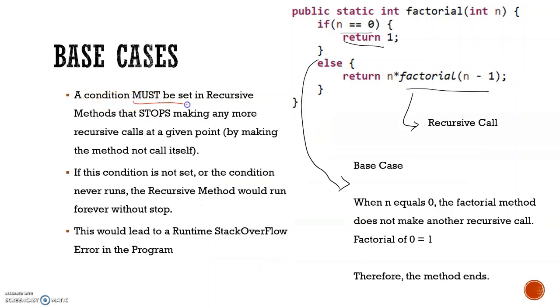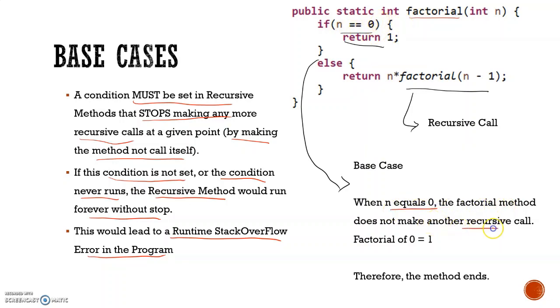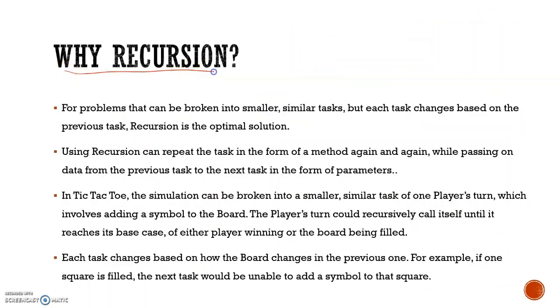So a condition must be set in recursive methods that stops making any more recursive calls at a given point, by making the method not call itself. If this condition is not set, or the condition never runs, the recursive method will run forever without stopping. This would lead to a runtime stack overflow error in the program. In factorials, the base case is n equals 0. When n equals 0, the factorial method does not make another recursive call. Therefore, the method ends.